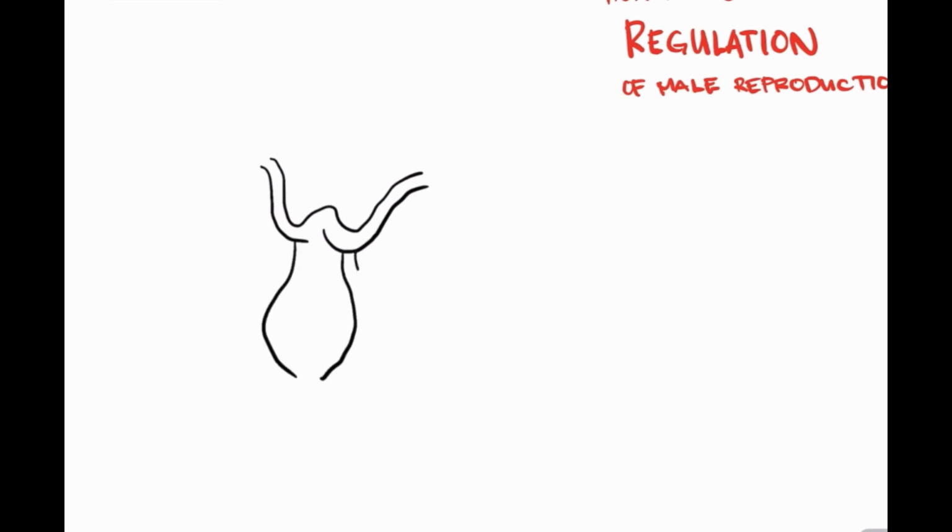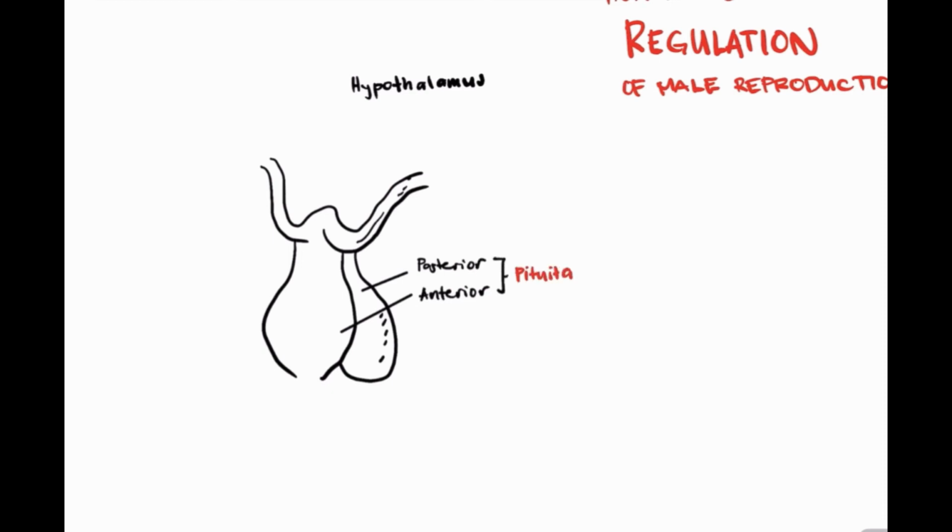We begin the journey of the male reproductive hormones in the brain. Here, we are looking at the part of the diencephalon of the brain. Here is the hypothalamus, and here we have the pituitary gland consisting of the anterior and posterior pituitary. We are focusing on the anterior pituitary because it is the anterior pituitary which secretes hormones that function in the reproductive system. The anterior pituitary has blood vessels connecting the hypothalamus, the anterior pituitary, and the rest of the body.